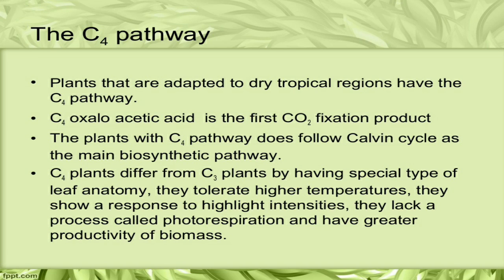C4 plants differ from C3 plants by having a special type of leaf anatomy. They tolerate higher temperature. They show a response to high light intensities. They lack a process called photorespiration and have greater productivity of biomass.